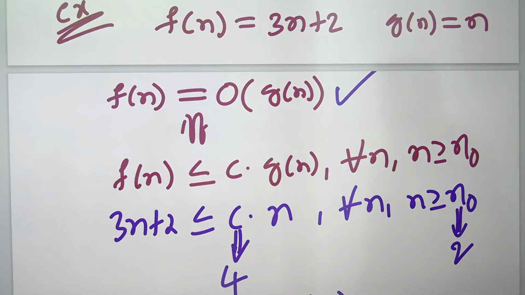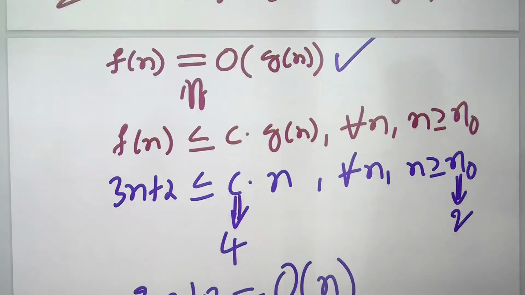Please verify. Left is 3n plus 2. Right is going to be only n. Comparing left and right, to be frank, left is bigger. I want to prove right is bigger or equal. So C value 4, because left side is 3n plus 2, right side should be 4n or more than 4n. C value 5 also you can take.